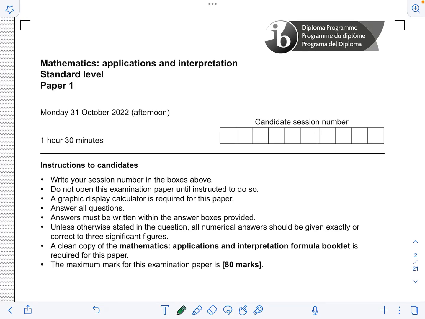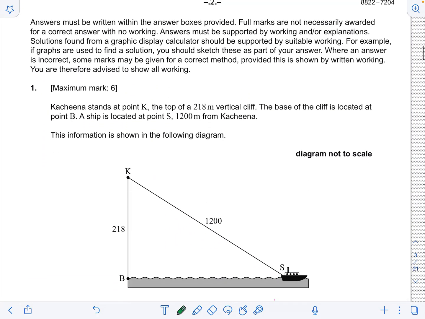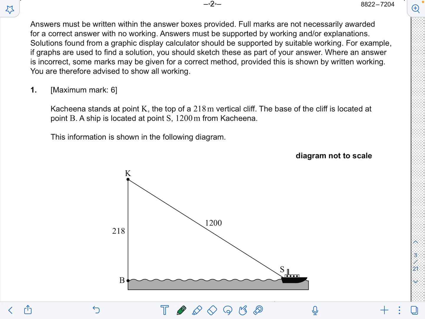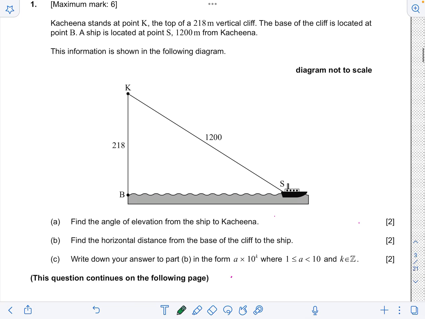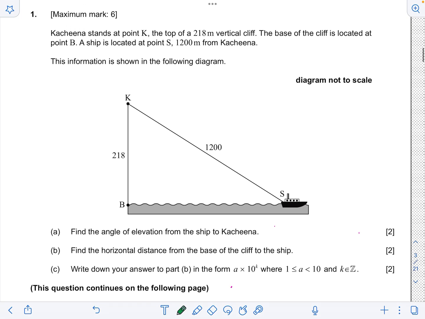Hello, we are going to go over the November 2022 external assessment for standard level applications and interpretation, paper one. I'm going to go through this as quickly as I can, skipping calculator calculations and letting you pause to do your own calculations as you go so that you can follow along. But I want to make sure I don't take too much of your time and that you can work at your own pace. So we'll start with number one.